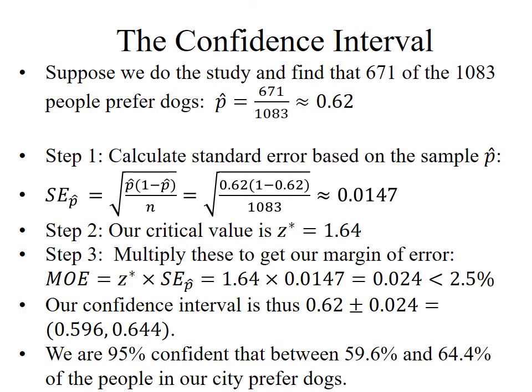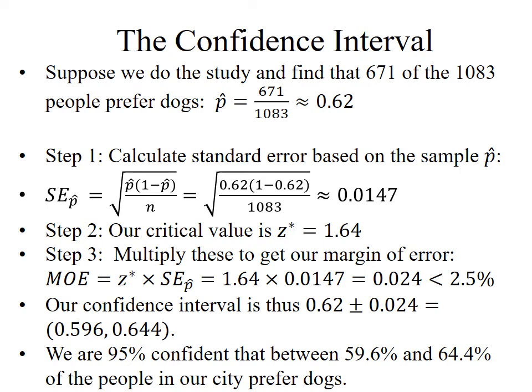All right, so let's do it. Suppose by some magic we find a genuinely simple random sample of all the residents of the city. We ask 1,083 people, do you prefer dogs or cats? Suppose 671 of them prefer dogs. So 671 divided by 1,083 gives us 0.62. So there's our point estimate, 62%.